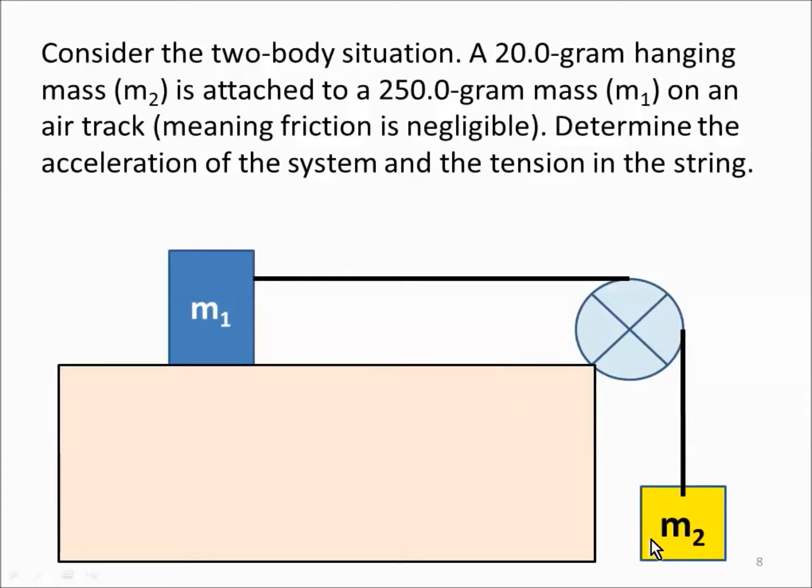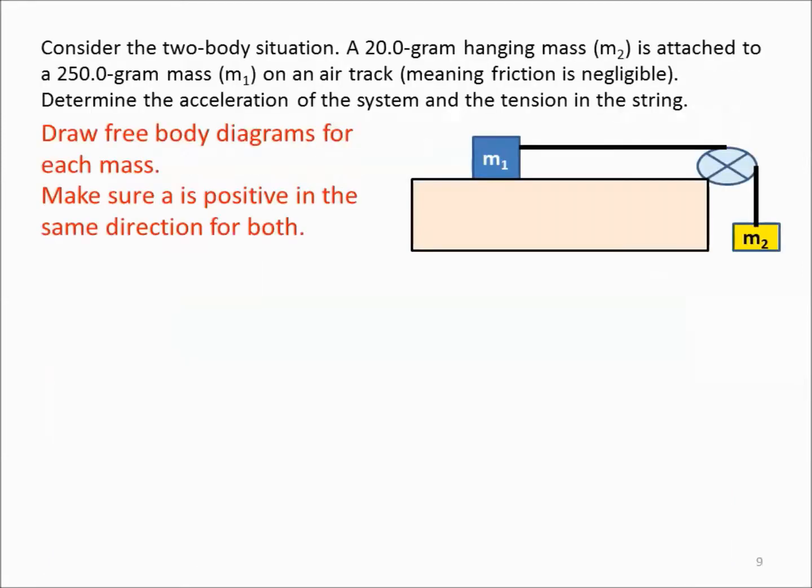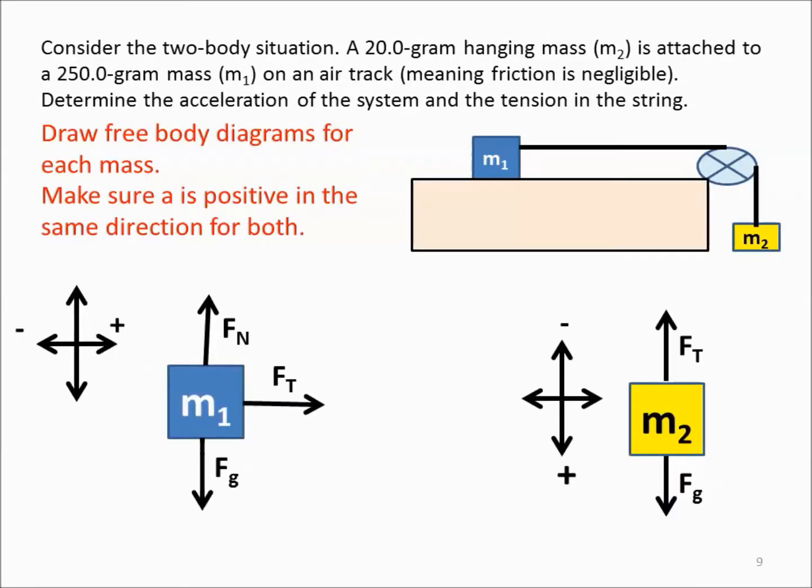Now, there is a mass pulling down and there's no friction, so we're going to see this whole system move. Mass 1 will move to the right and mass 2 will move down, and we will use that information to define our positive axes when we draw our free body diagrams. So let's do our free body diagrams.